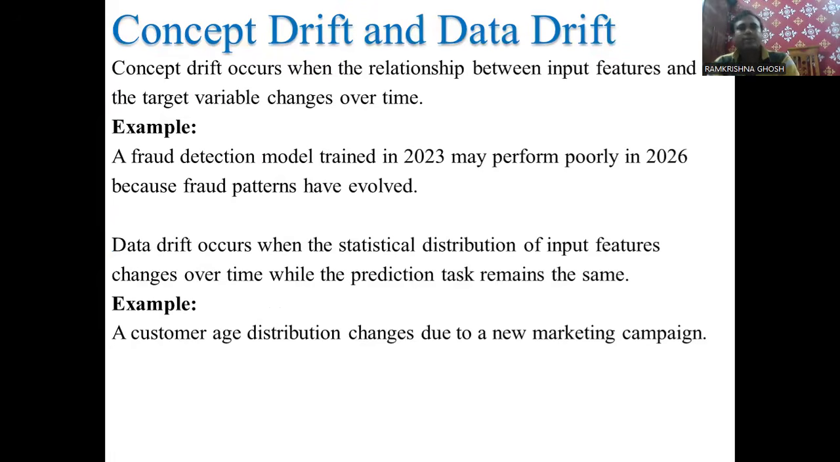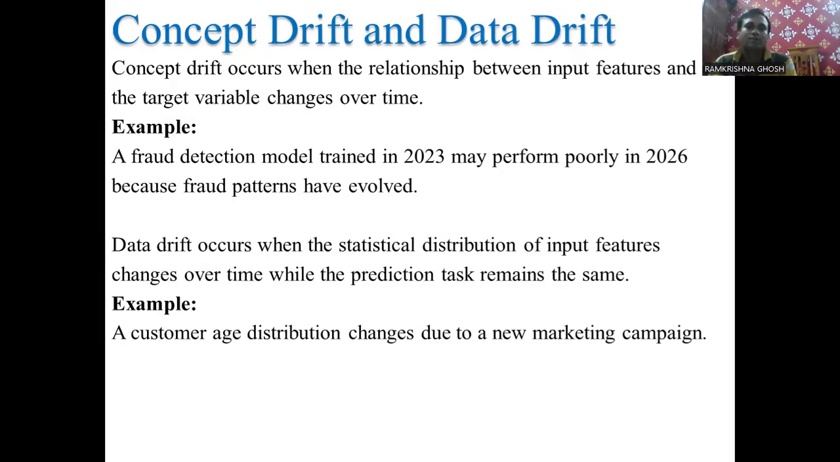Concept drift and data drift. Concept drift occurs when the relationship between the input variables and target variable changes over time. Example, a fraud detection model trained in 2023 may perform poorly in 2026 due to changes in fraud patterns, because fraud patterns have evolved.